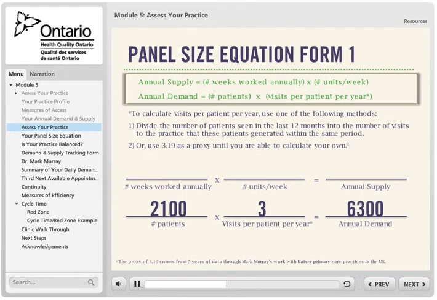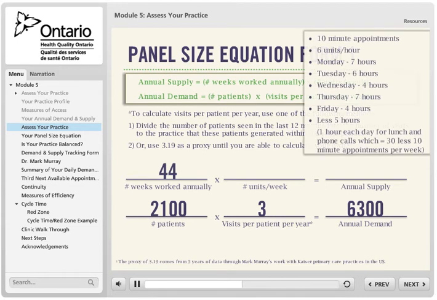On the annual supply side of things, he did a rough calculation to subtract holidays, vacations, and education days to estimate that from the 52 weeks in the year, he worked roughly 44 weeks. He had 10-minute appointment spots, and adding up the time he had for appointments during the week, he figured out he had about 138 10-minute units per week, which gave him an estimated annual supply of 6,072 appointments. His annual supply and demand data showed he was fairly balanced.